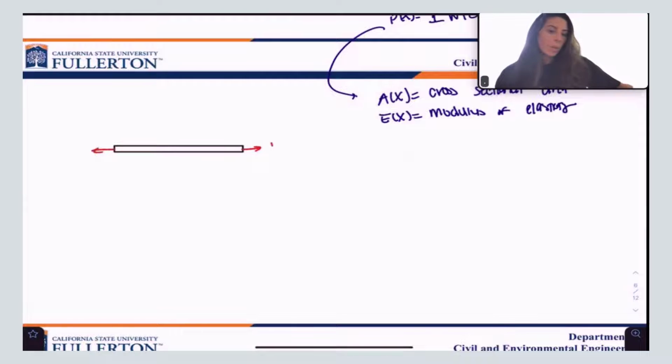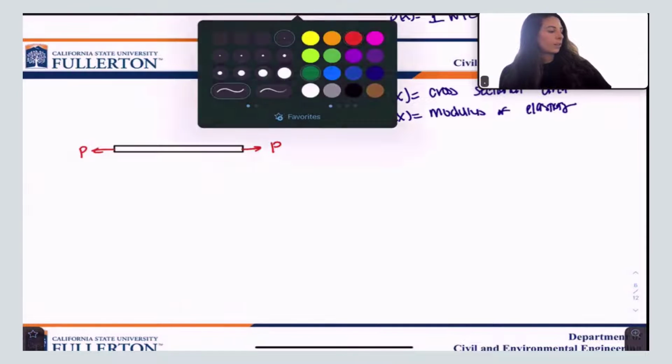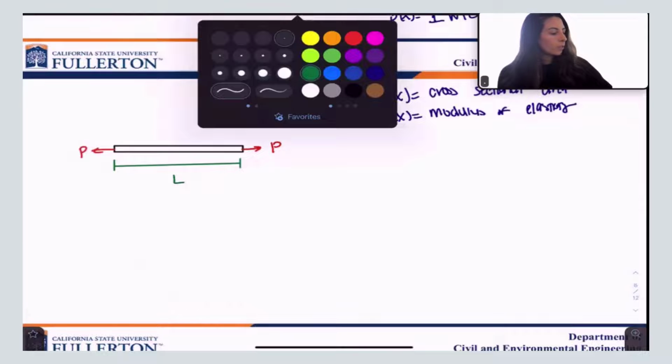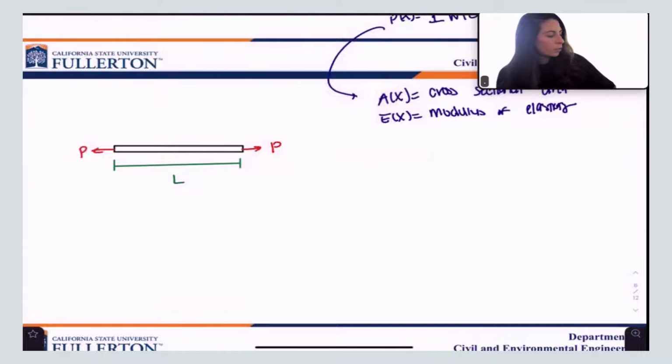Instead of P of x, we're going to call this P. So imagine this is our uniform bar. This is one P. This is another P. And we pull on this bar. And this bar, or this pencil in my case, right, has some initial length, L. Okay. And when we pull on this pencil, this bar, it's going to deform. It'll have some deformation, and we're going to call this deformation delta. Okay. We're going to start measuring from this point, x.